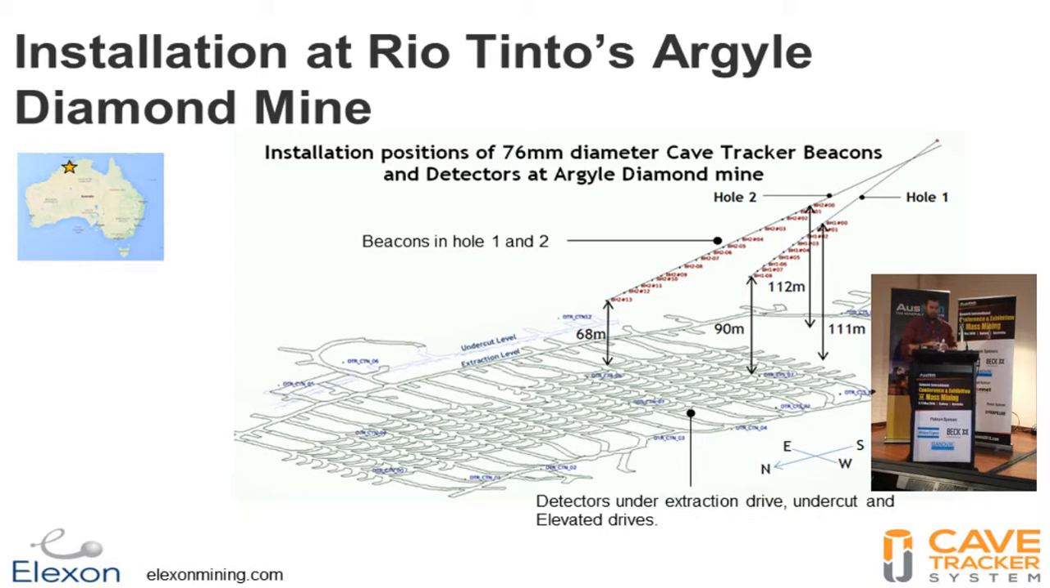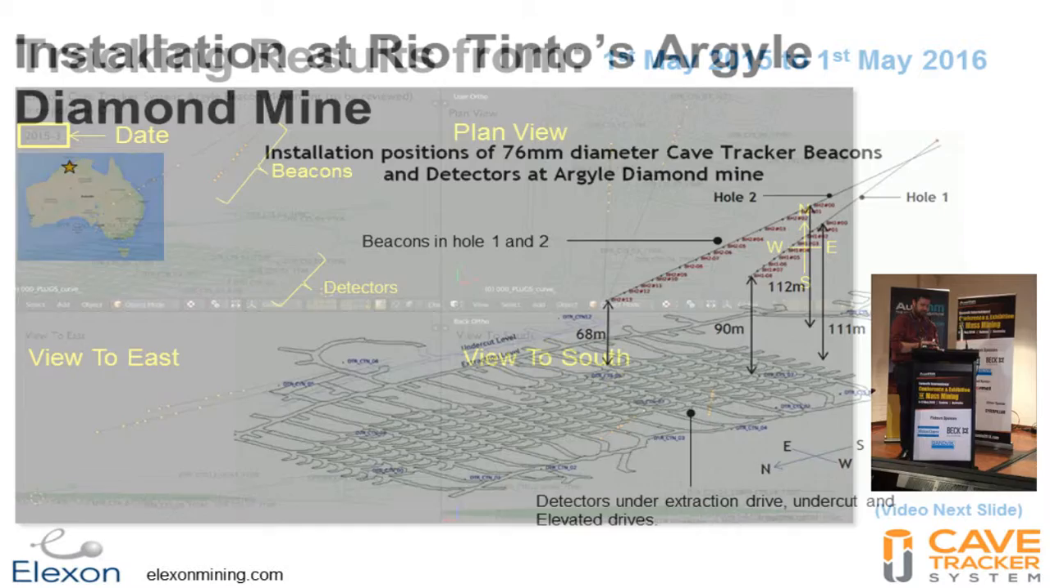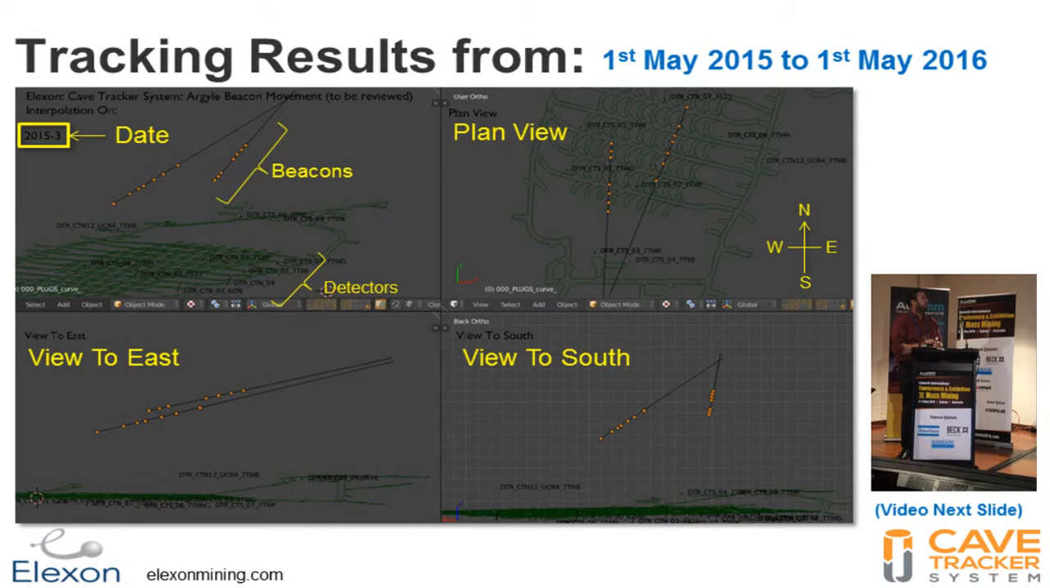We're going to see a video of the propagation of the movement of these beacons over a year. So there's a few things to look at in this video. One is the date. So here is 2015 March. They were installed in December, and their March position was like their date and position in the holes. So you can see where the beacons are in their holes. The detectors are down here. We have a plan view looking straight down.